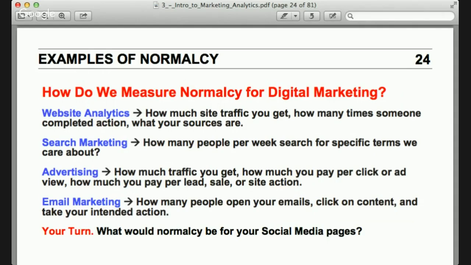So, given these types of data normalcy for email marketing, advertising, search, website, what do you think normalcy would be for, for instance, your social media pages? I mean, for my Instagram, we're checking every day how many likes, how many followers, what the engagement rate is. Do you see it different on a day-to-day basis?